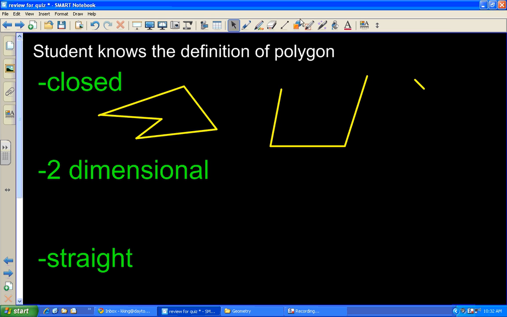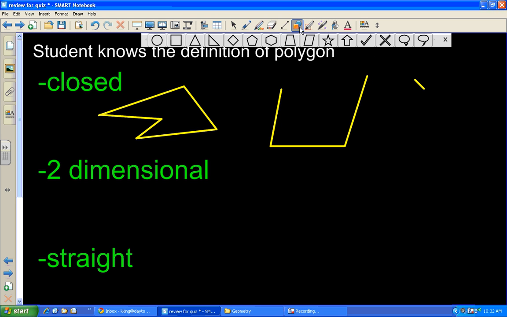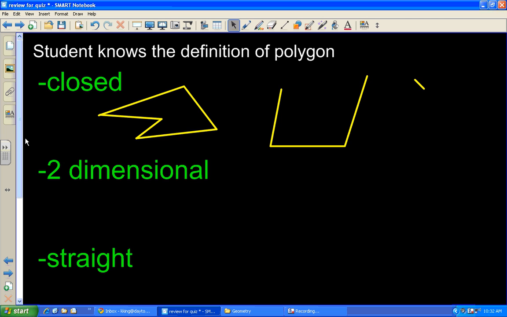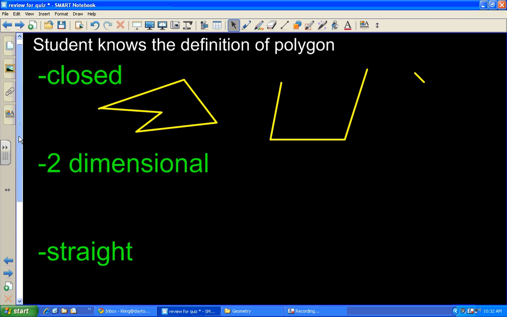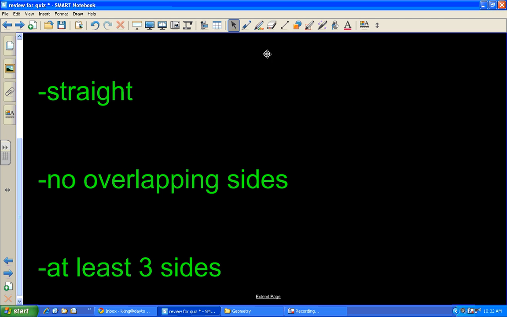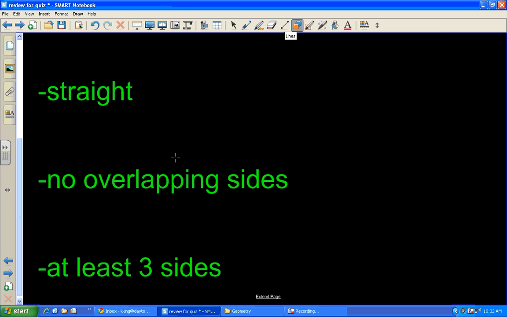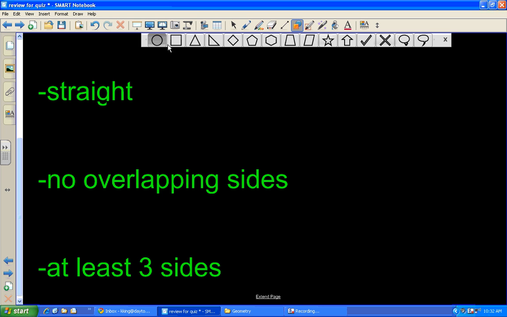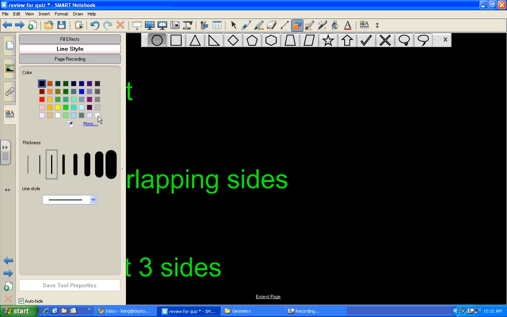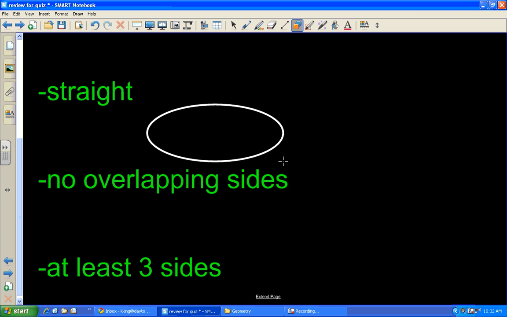Two-dimensional is pretty straightforward. It cannot be a three-dimensional shape. I don't have any things to draw three-dimensional shapes on here. But two-dimensional just means flat. So not a cube, not a cylinder, or anything like that. Straight sides. You cannot have any sides that curve. A circle. Let me draw that in a better color so y'all can see it. A circle or an oval is not a polygon. It does not have straight sides.